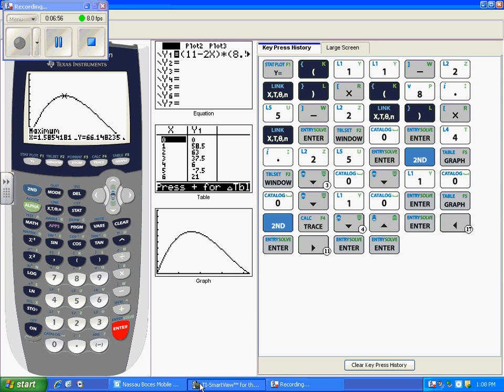You could ask your teacher about how they would like you to express your answer. A full sentence would be ideal. So you could say something like this, that if we cut squares of length 1.585 inches, that will give us an open top box with maximum volume of 66.148 inches cubed.